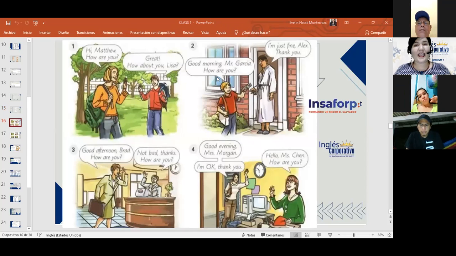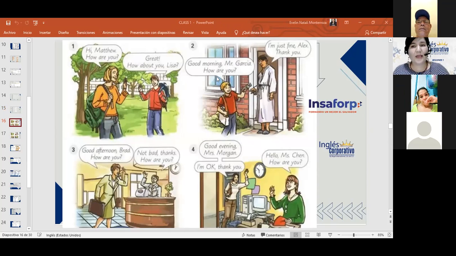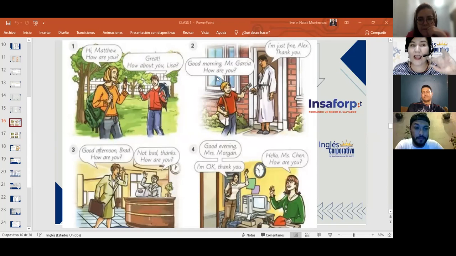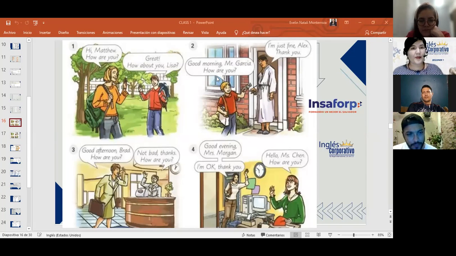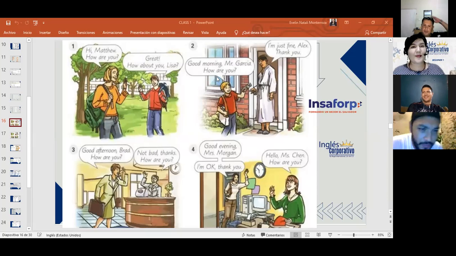It says here the different greetings. Esas son maneras de saludar. So we can say, hi. Hi. Can you repeat after me? Hi. Hi. Hi, students. How are you?